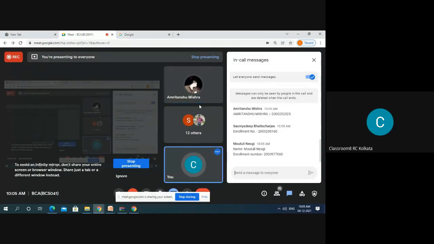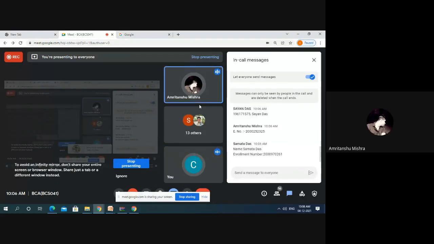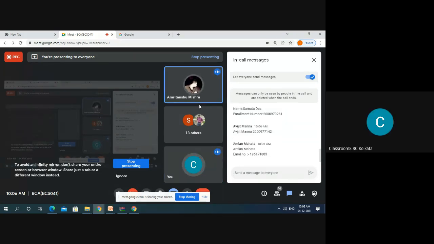Today I will discuss BCS 041. You know that there are 4 blocks in this paper. Block 1, concept of communication and networking. Block 2, network and device. Block 3, transport and application layer. And block 4, network design and security.